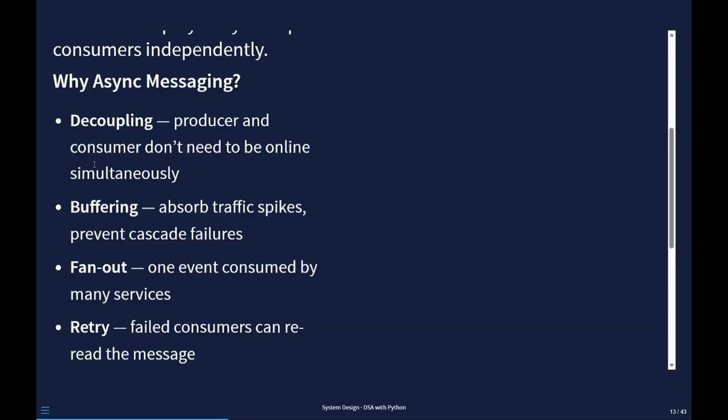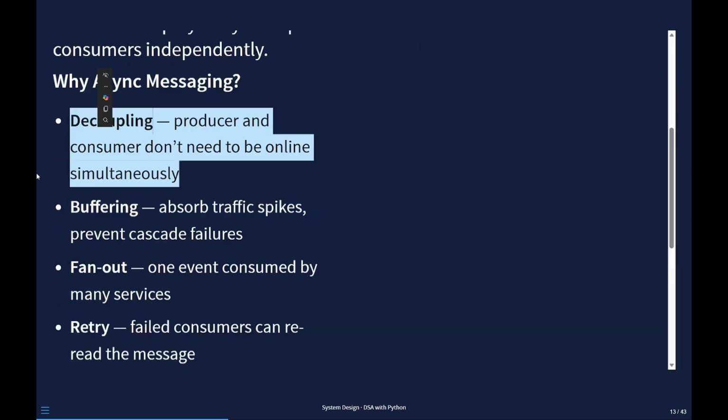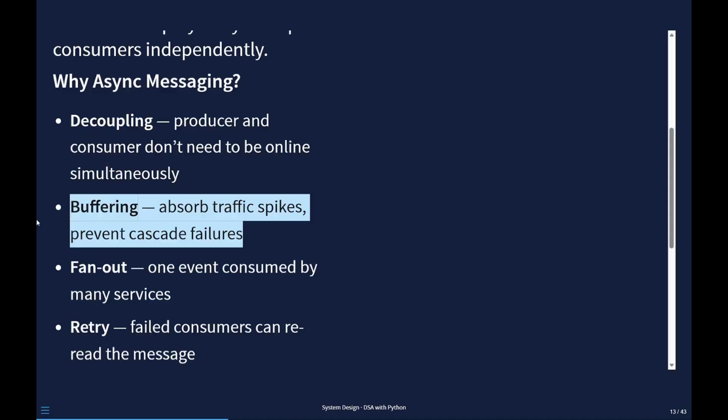4 reasons. Decoupling. The producer and consumer don't need to be running at the same time. The email service doesn't need to be up when the order service places an order. Buffering. If you get a traffic spike, the queue absorbs it. Consumers process at their own pace. Your database doesn't get hammered by a burst of simultaneous writes.